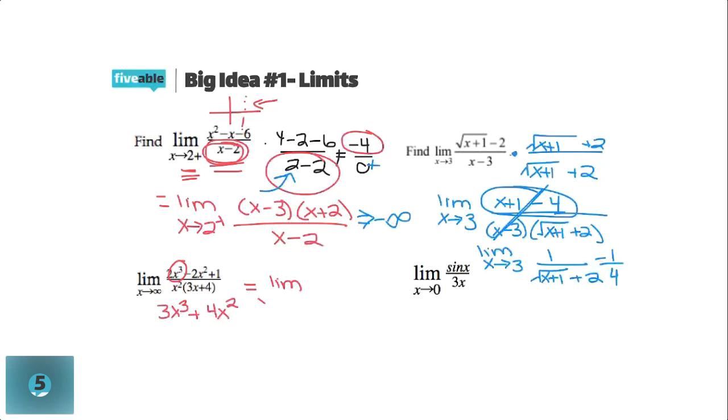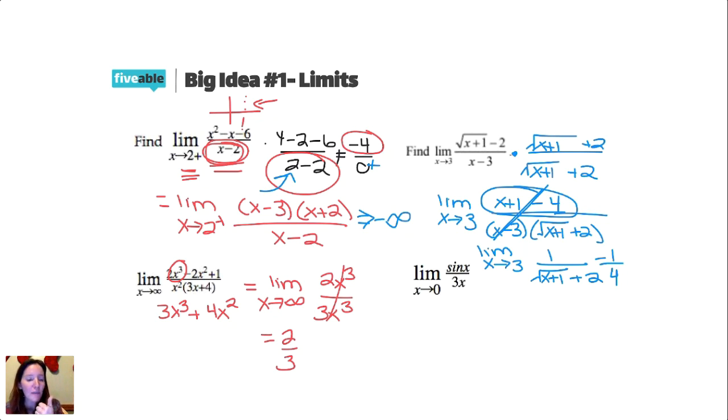What I tell my students is you can think about it as the rest of those things don't matter so much, but the 2x cubed and the 3x cubed do matter. Those are the 2 things that are going to determine what our limit is. And since they're the same size, those coefficients are going to matter. So the x cubed and the x cubed are going to kind of cancel each other out, and you're going to be left with 2/3 as your limit. Okay.